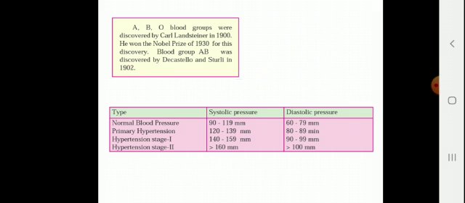A, B, O blood groups were discovered by Carl Landsteiner in 1900. He won the Nobel Prize of 1930 for his discovery. Blood group AB was discovered by De Castello and Sturli in 1902. Here is the chart which shows normal blood pressure, prehypertension, hypertension stage 1 and hypertension stage 2, and the systolic and diastolic pressure respectively.